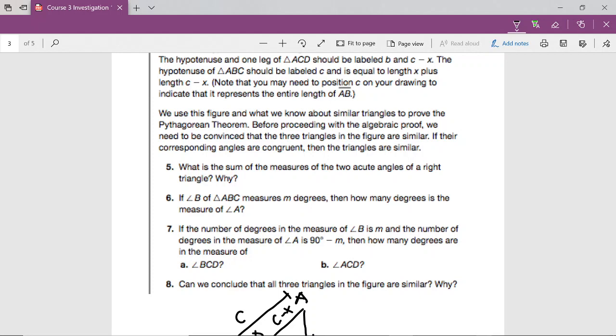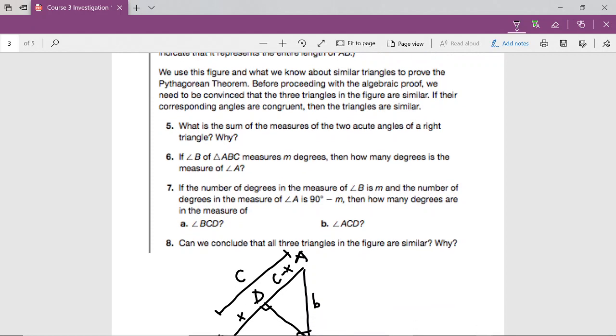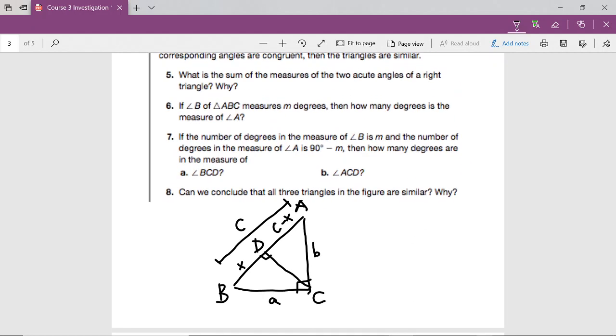We use this figure and what we know about similar triangles to prove the Pythagorean theorem. Before proceeding with the algebraic proof, we need to be convinced that the 3 triangles are actually similar. One way to prove this is knowing that all of the degree measures are the same within the triangle for those corresponding angles. So number 5, what is the sum of the measures of any 2 of our acute angles in a right triangle? So if I have a right triangle, they are saying these 2 measures here, what are they always going to be?